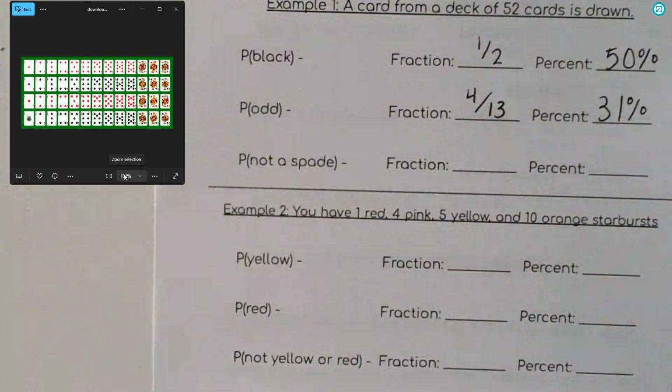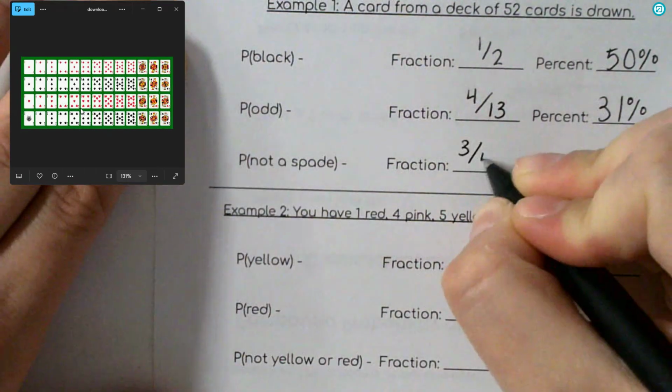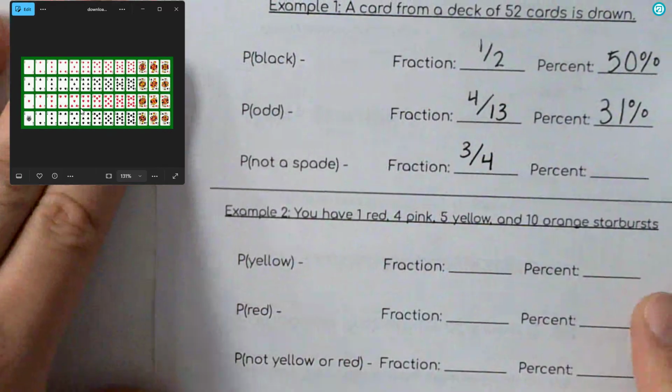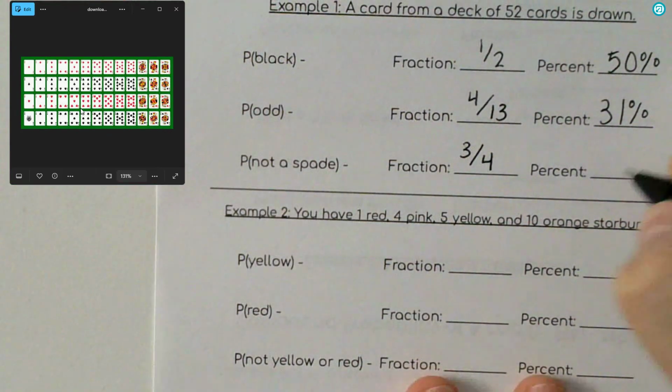The next one is the probability of picking not a spade. Out of all of my cards, the diamonds are not spades, the hearts are not spades, and the clubs are not spades. So 3 out of the 4 suits are not spades, which means the likelihood of me picking not a spade is 3 out of 4. What percentage is 3/4 going to be? 75. Yep.